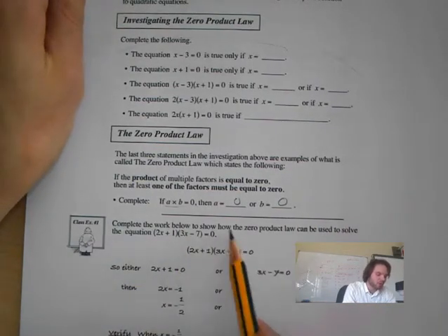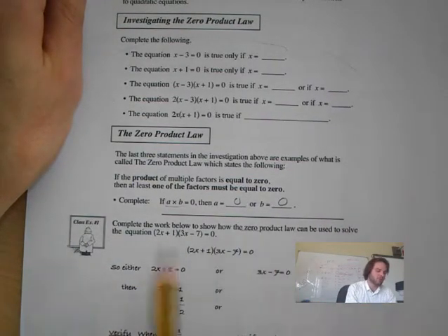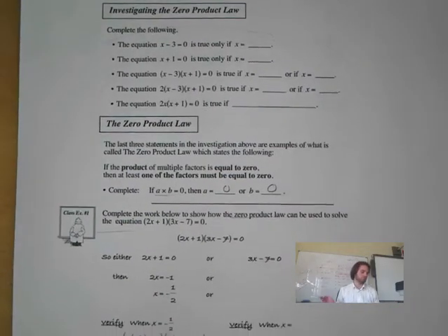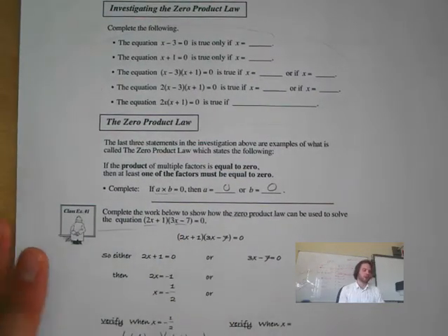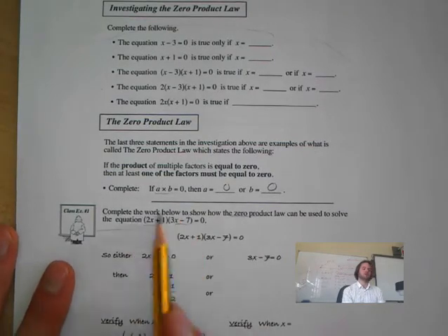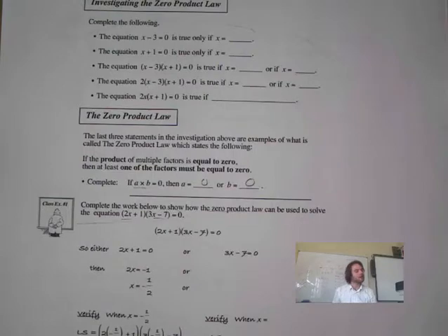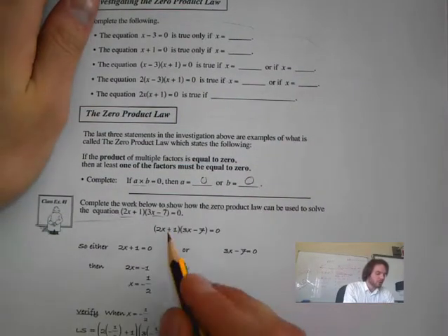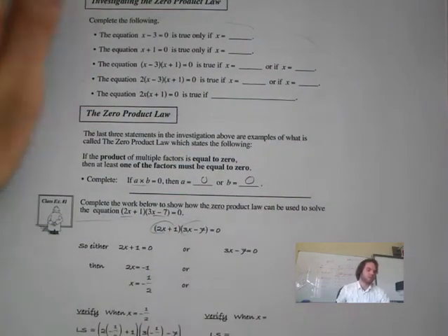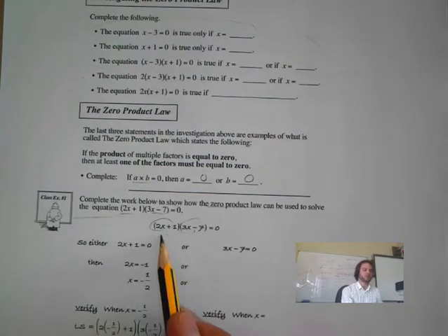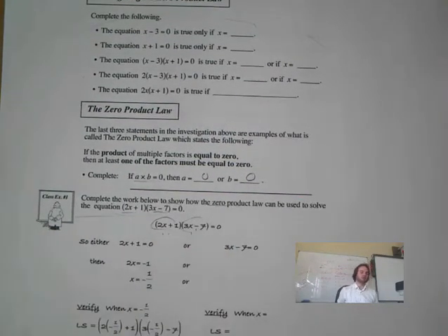It says, complete the following work, use the zero product law to solve. Okay, so here is my equation. Notice how we get that? That's in factored form, so this is related to factoring. So, we have this and this. This is multiplied by that. What does that mean? One of these could be 0. This could be 0 and it will equal 0, or this could be 0 and equal to 0.